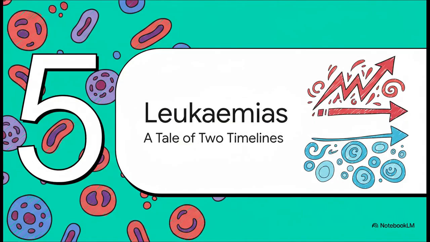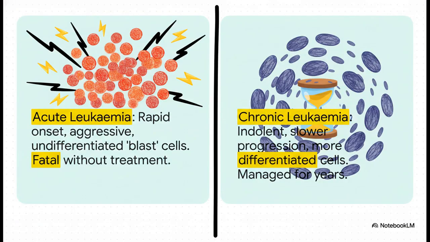Okay, so let's zoom in a bit on the leukemias, because they make up a huge chunk of these cancers. We've already talked about the myeloid versus lymphoid split. The next big question we have to ask is about the timeline. How fast and aggressive is the disease? And really, this is like a tale of two completely different diseases.